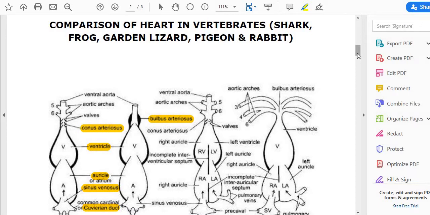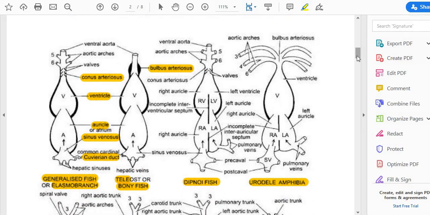When we talk about the heart, we need to know some important terms. In the heart, we find chambers. The chambers include auricles and ventricles, and these form the true chambers of the heart. But in lower vertebrates like fish, frog and also reptile, along with the true chambers we find accessory chambers also. The accessory chambers include sinus venosus and conus arteriosus.